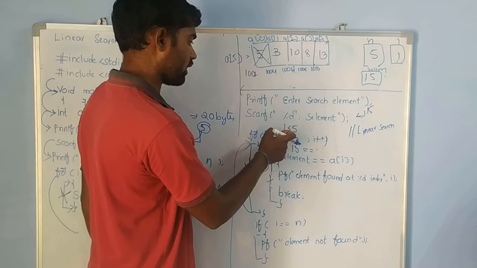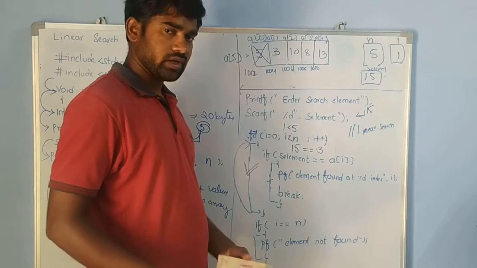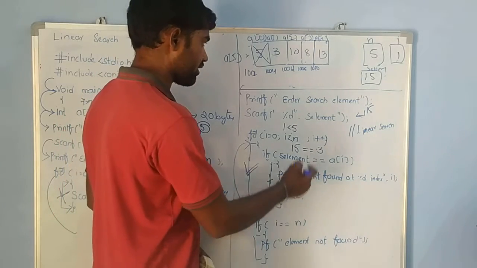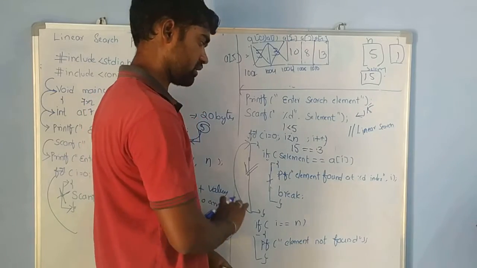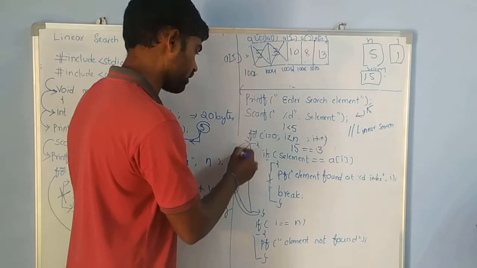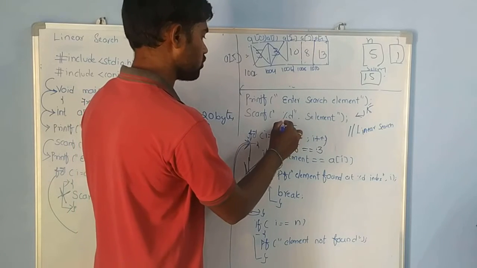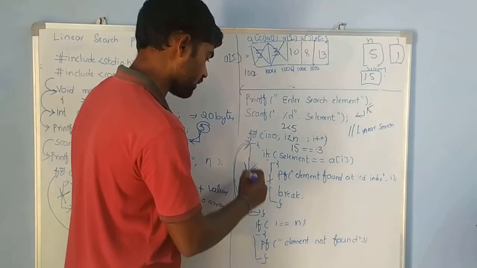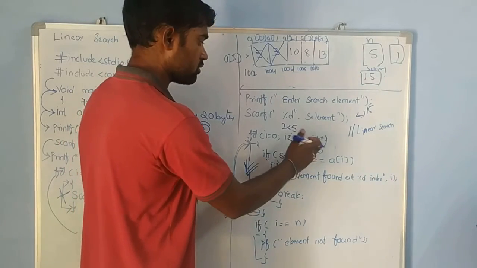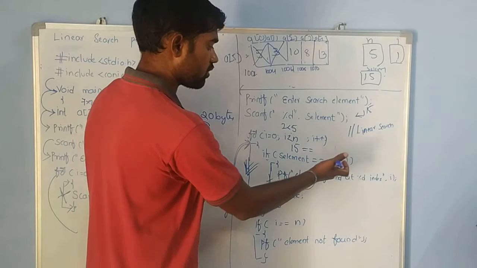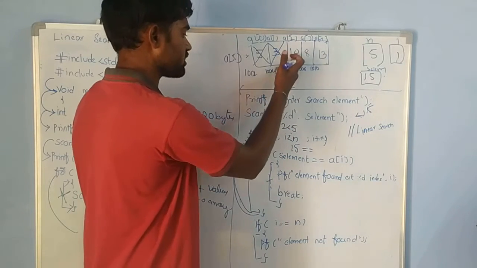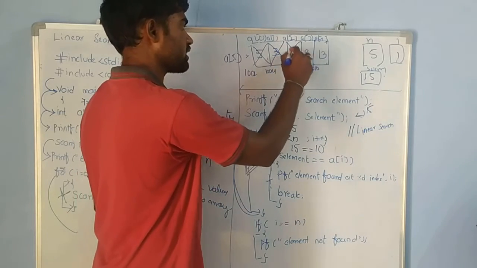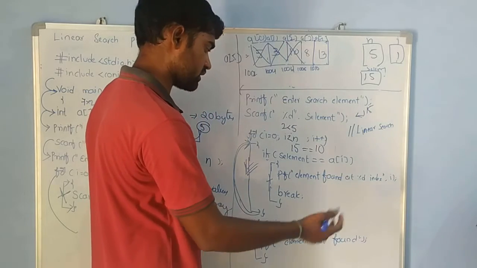So 15 is equal to 3 is false. The comparison is false, so the for loop gets repeated with I equal to 2. Is 2 less than 5? The condition is true. Then we compare search element with A of I, where I equal to 2. A of 2 value is 10. Is 15 equal to 10? The condition is false, it doesn't match, so we move to the next location.